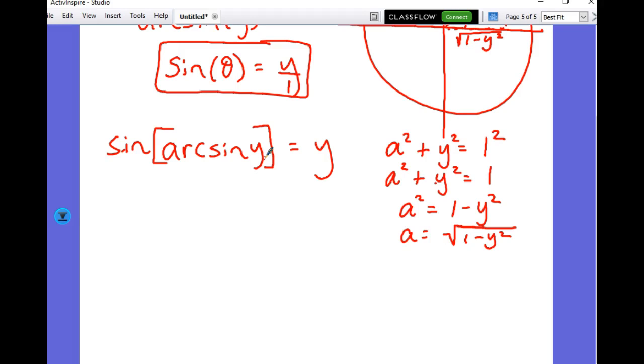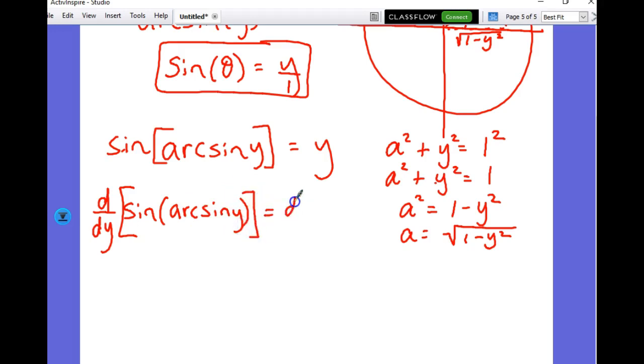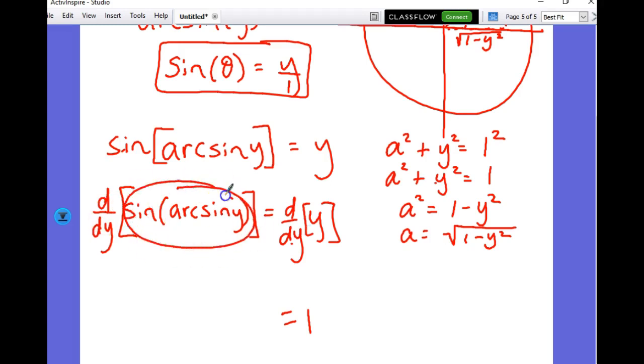So what I'm going to do is take the derivative of both sides with respect to y. Oops. No equals there. The derivative of y with respect to y is going to be 1. Anytime these variables match, it's just 1, right? Over here, we have a chain rule. We have to do the derivative of the outside function, which is sine, multiplied by the derivative of the inside function, which is what we're trying to find.